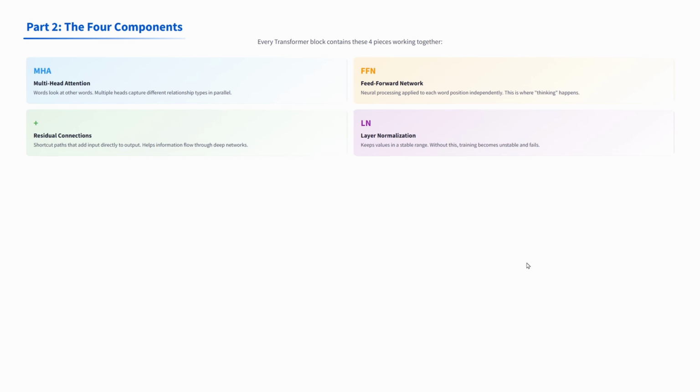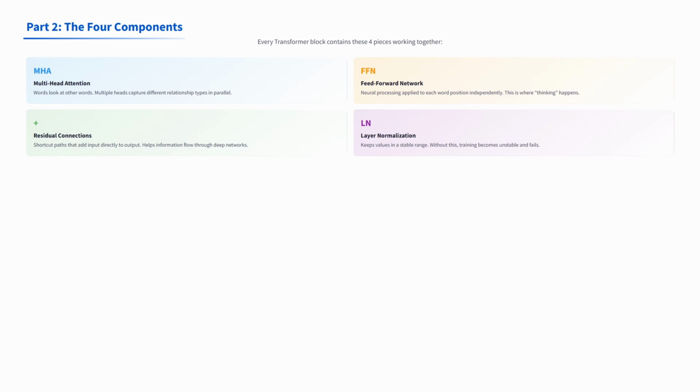Second is the feed-forward network. This is a standard neural network that processes each word position independently. This is where the model thinks about what it learned from attention. Third is the residual connection. These are shortcut paths that add the input directly to the output. This sounds simple, but it is critical. Without residuals, information would get lost as it flows through dozens of layers.